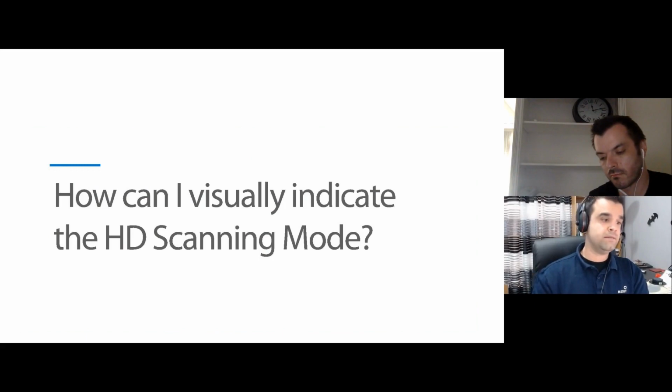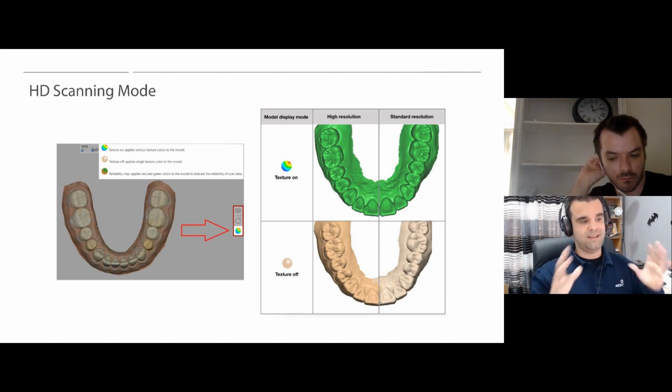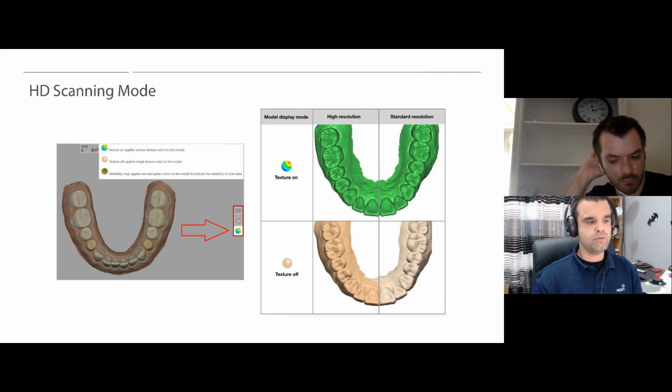How can I visually indicate the HD mode? So let's say that I am going to use it. How can I see it on the screen? Let's say that you're a new user, and you don't know. We visualize the HD mode using the model display mode. We have the texture on, which shows us the color, and when you deactivate the texture, it will be off. You see this darker brownish color that you see here on the right side of the slide. So when you would like to visualize the HD mode, you deactivate the texture, texture off, and then you can see it.